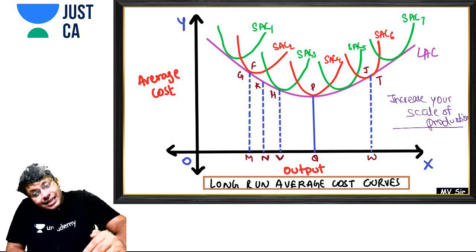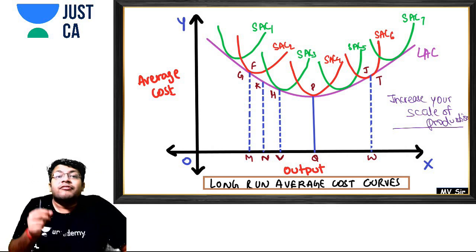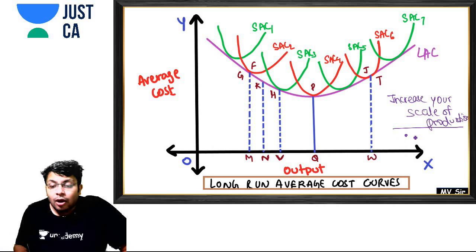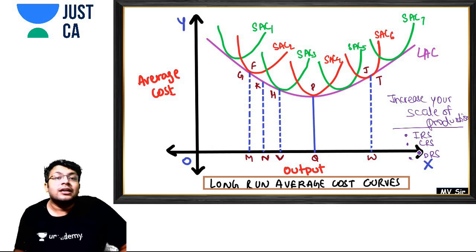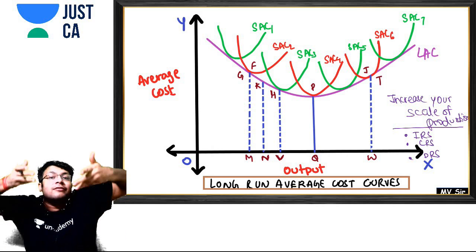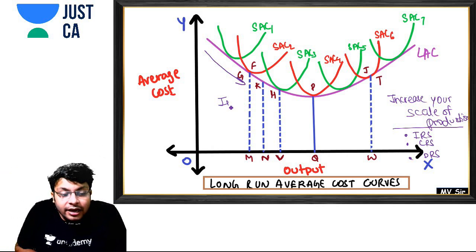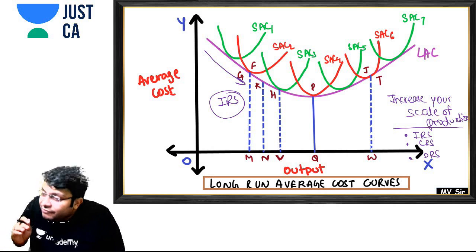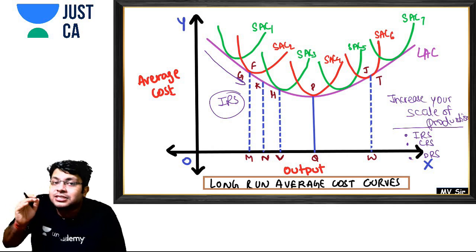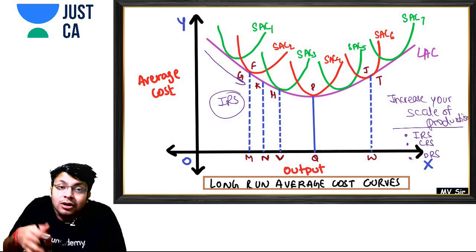So when I increase my scale of production, first I'll encounter increasing returns to scale, then constant returns to scale, and then decreasing returns to scale. This is as per the law of returns to scale. Initially I encounter increasing returns to scale. Even if I increase my inputs by some percentage, my output increases by a greater percentage, more than the increase in input.